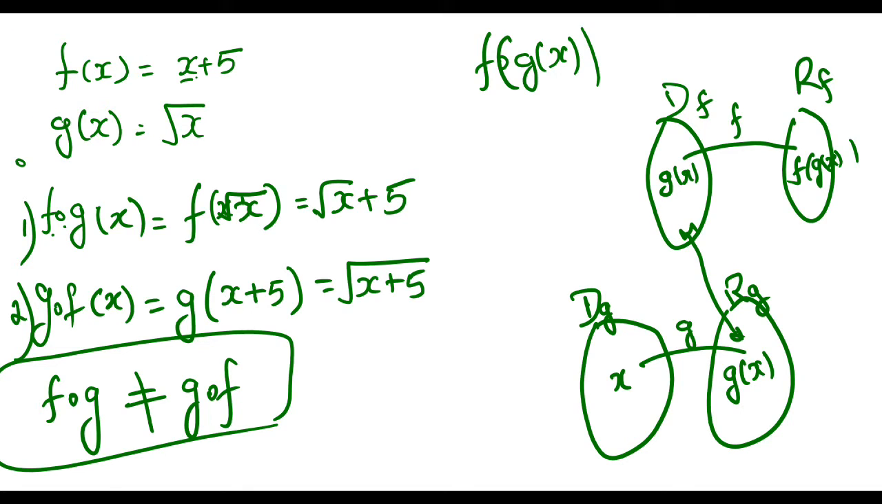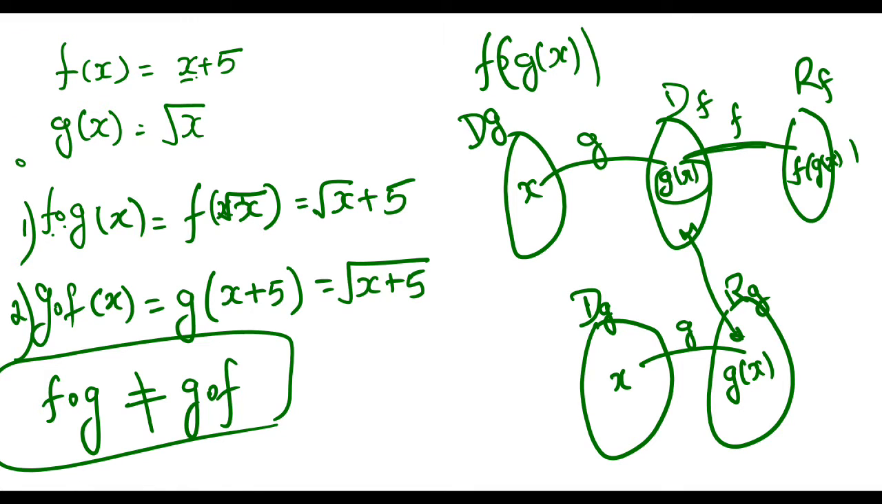So I can overlap the sets, and I can say you start with the domain of g. You start with an x value, do g on that, and then get g of x, and then do f on that, and then get f of g of x. So this is actually the map diagram for the composition of functions.